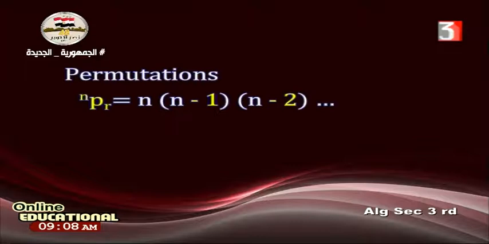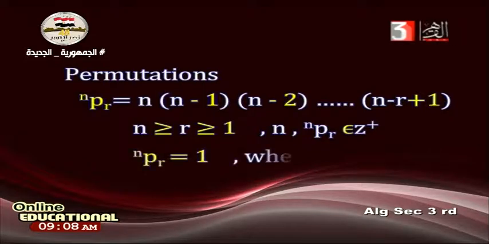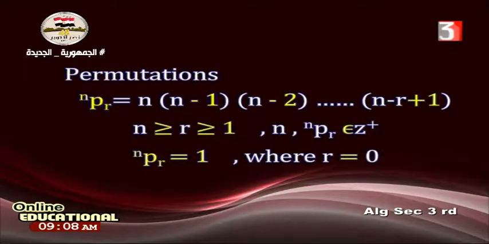Permutation. Permutation, its symbol nPr. nPr equals n multiply n minus 1 times n minus 2 down to n minus r plus 1. And suppose or let n more than or equals r more than or equals 1. nPr belongs to Z positive. What is the meaning of Z positive? Positive integers, set of 1, 2, 3, and so on. nPr equals 1, we deduce that r equals 0. But you know, nP0 equals 1, or nPr equals 1 when r equals 0.